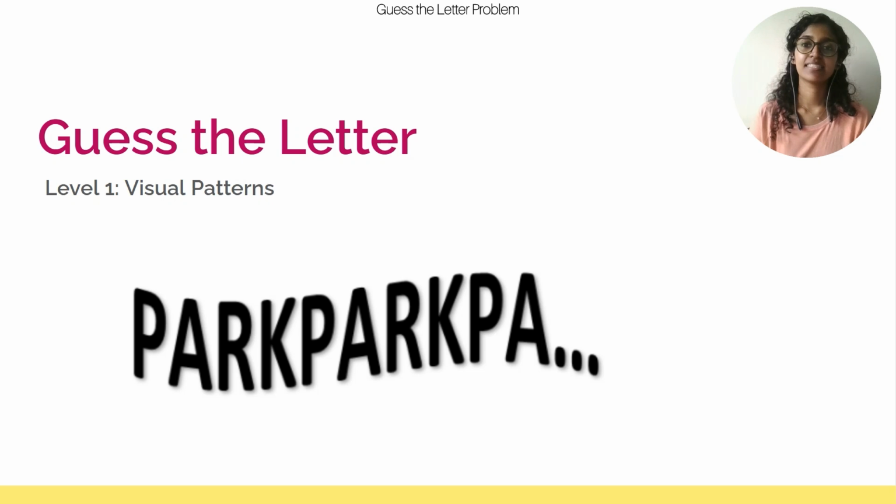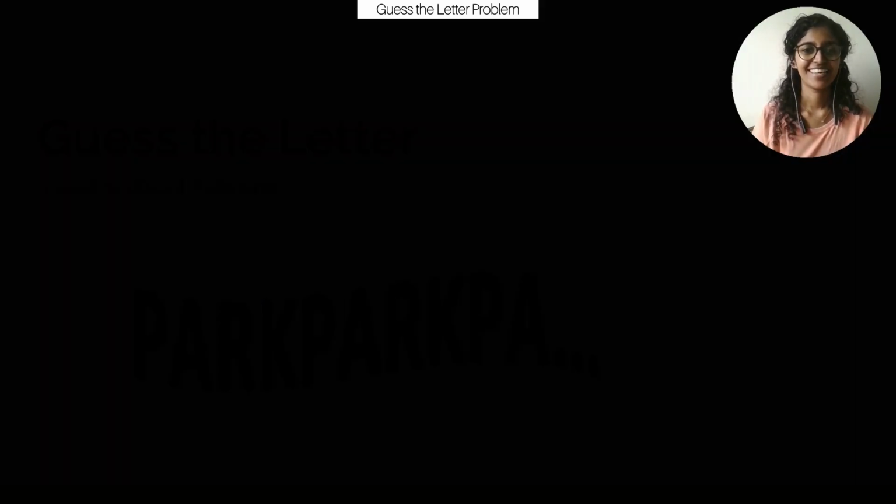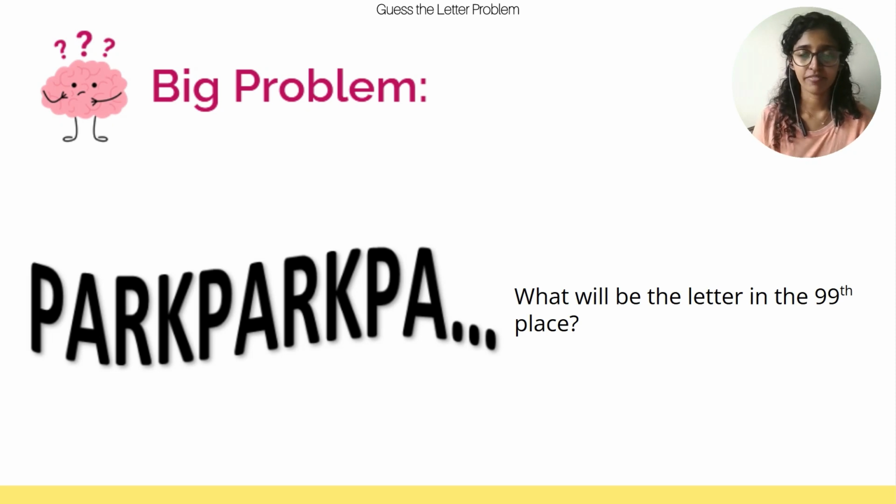As you can see, this is a visual pattern recognition problem for level 1 students. And we'll be using the image given here throughout our lesson. Now let's see what is the big problem that we have here. This is the pattern we have. The big problem is: what will be the letter in the 99th place?